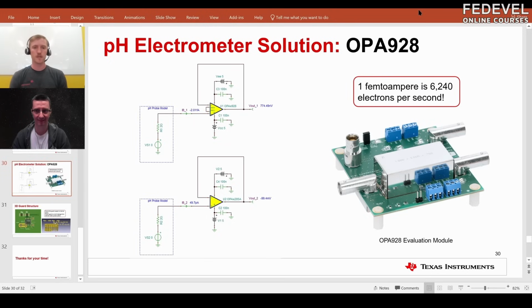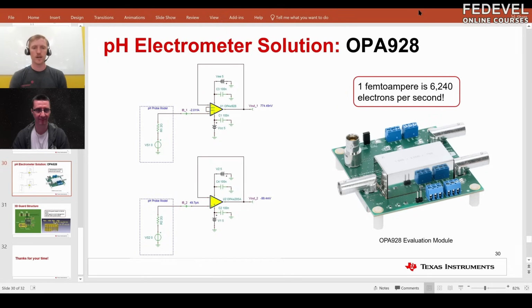So I developed this specialized board that you can see here that has a layout that's able to resolve those types of current levels. So basically it's special because it can measure very low currents. That's right. I'm able to measure all the way down to 1 femtoamp.